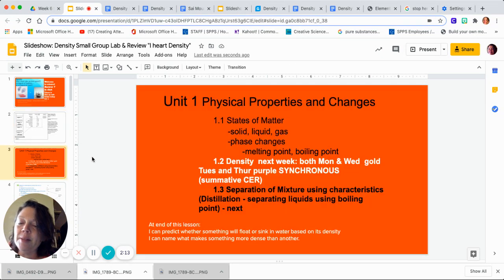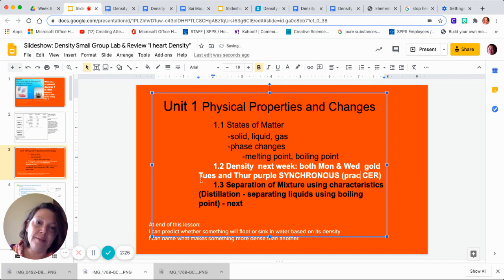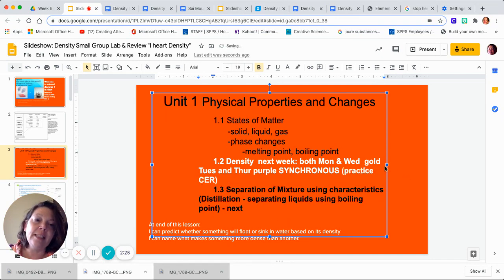Okay, so what we're covering is we're finishing up density, and then this week we have our summative CER. And so that ends up being a practice CER and then a choice summative. So we did a practice CER and then a choice summative for this week.